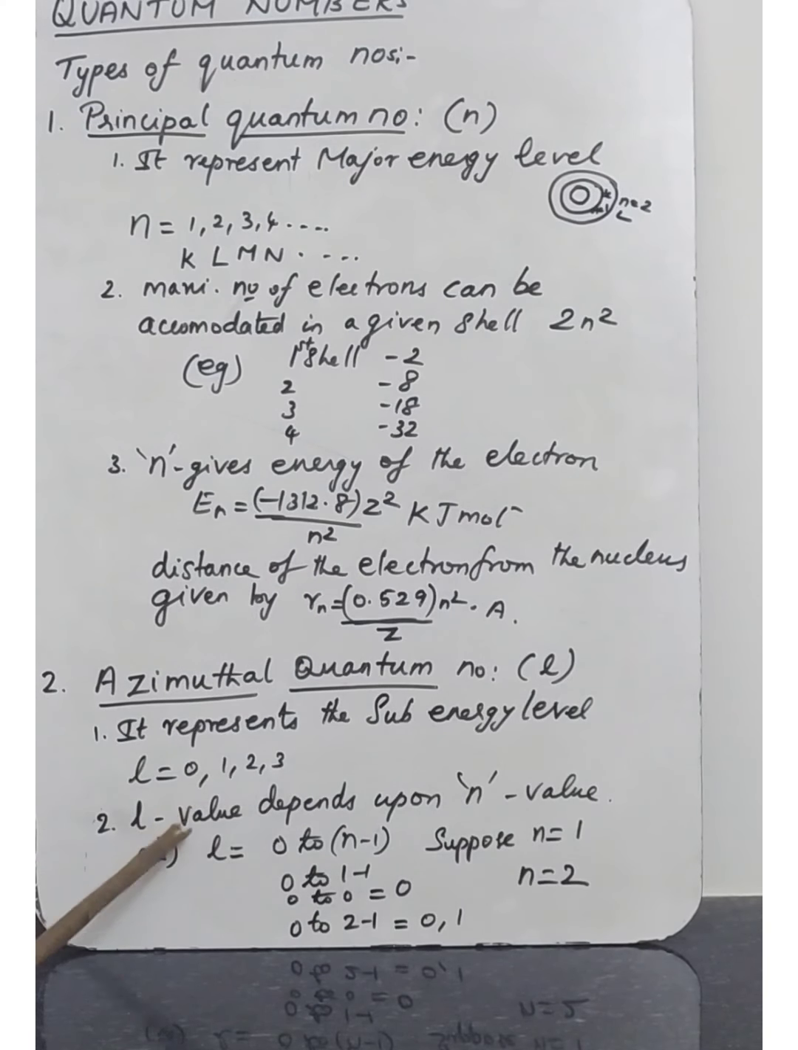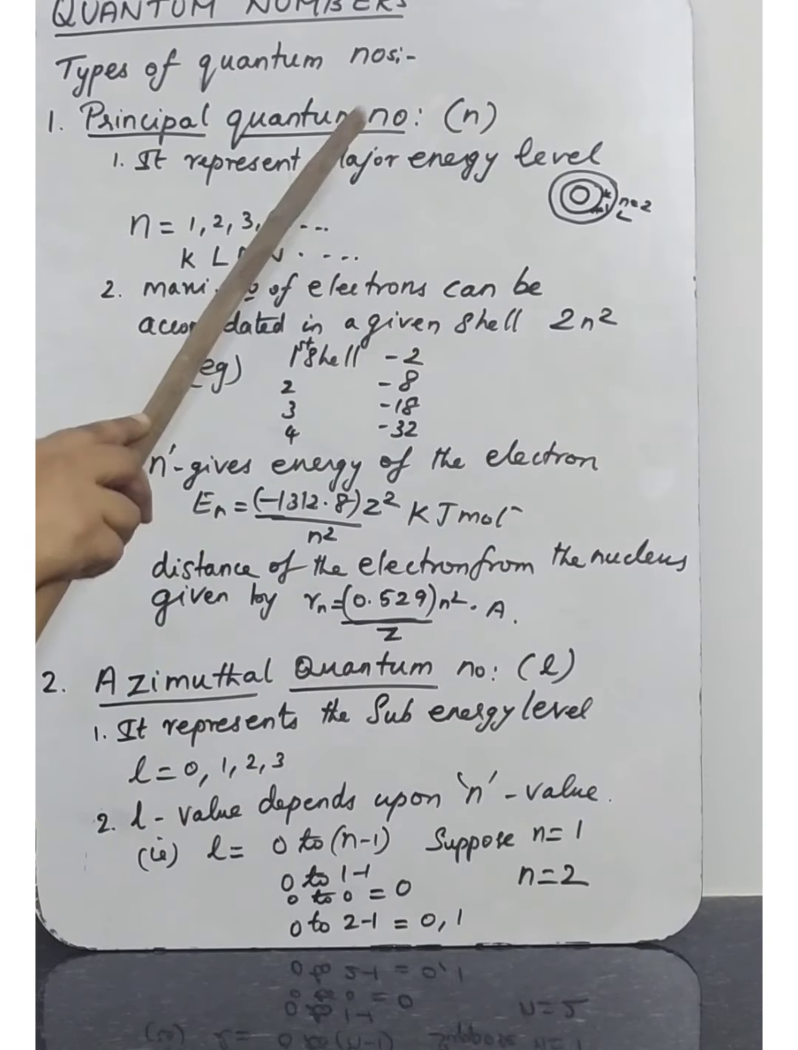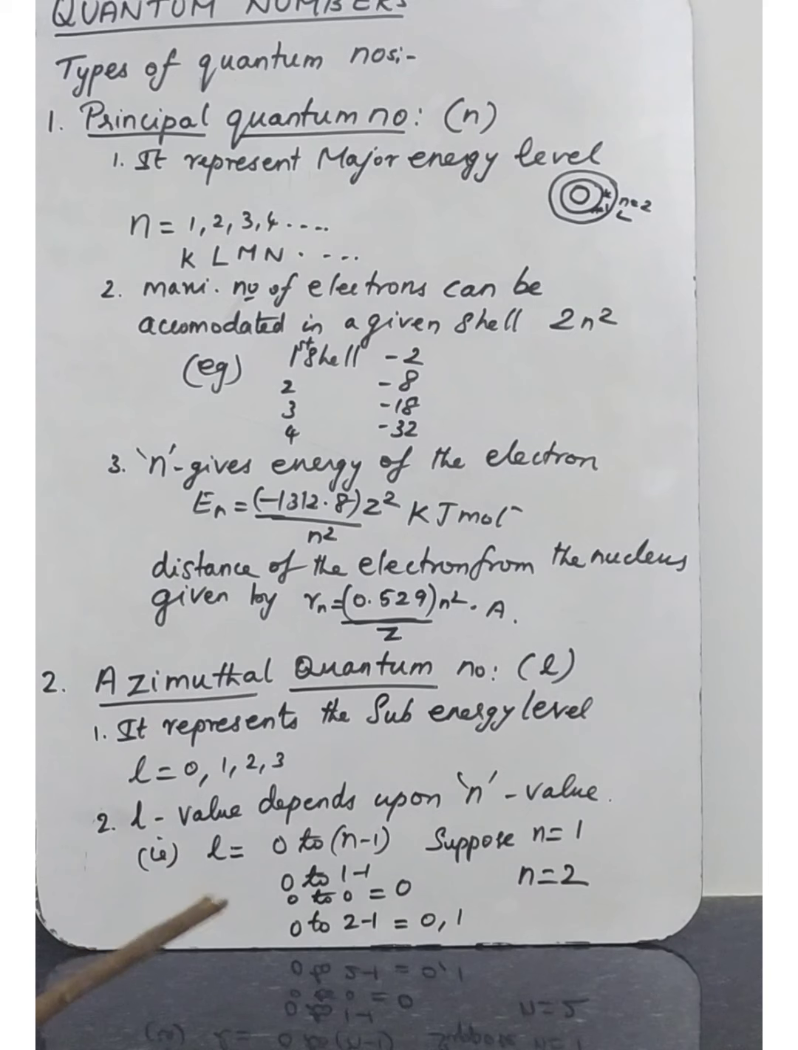How can we find the l value? From the n value we can find the l value, because this azimuthal quantum number depends upon the principal quantum number value. So l is equal to 0 to n minus 1; we have to use this formula to calculate the l value. Understood? Okay.